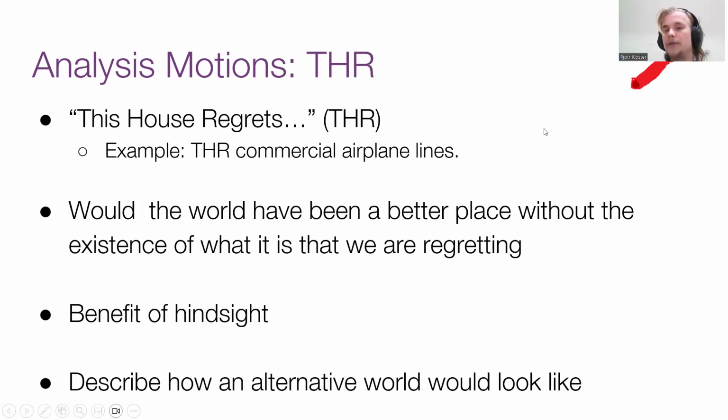Now, you have the other motion, which is this House regrets. So we have the example here, this House regrets commercial airplane lines. This is also a historical motion. And this is just a bit more explicit. So we just ask ourselves, would the world have been a better place without commercial airplane lines existing?